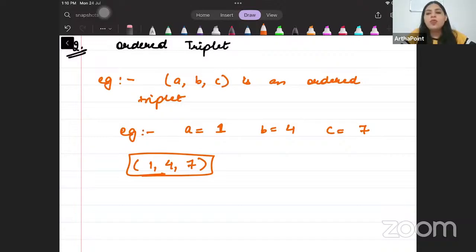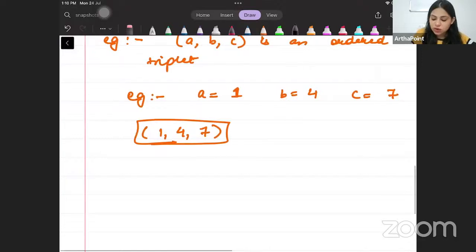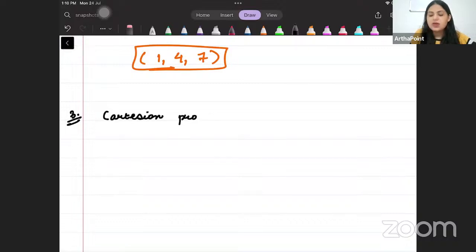Okay, so I hope all of you have been able to write 2 examples of ordered pair and 2 examples of ordered triplet. Let's move forward. The next thing that I want to teach you today is called a Cartesian product. It's called the Cartesian product.